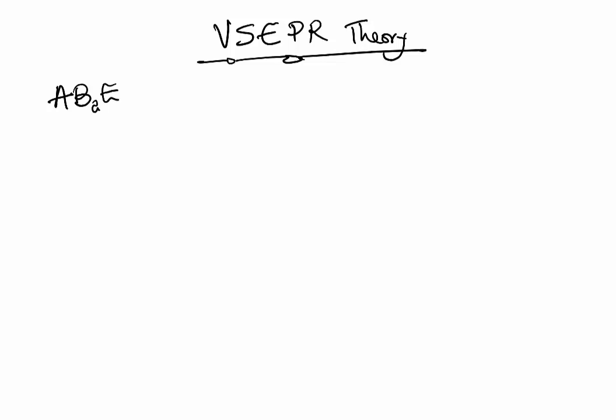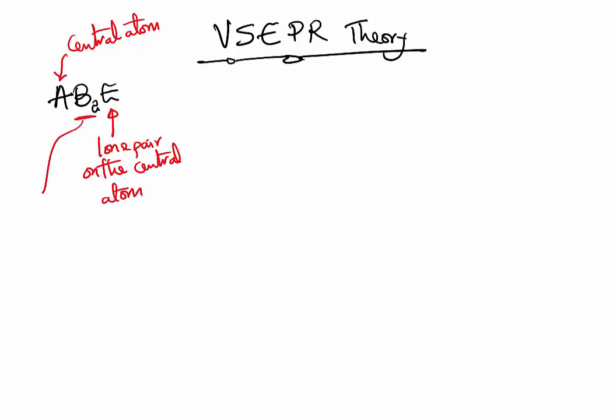What does that mean? A will represent our central atom, and E will represent the lone pair on the central atom, while B will represent the outer atoms. How will the 2 outer atoms and the lone pair arrange themselves around the central atom? Let us take a look at the model to see for ourselves.